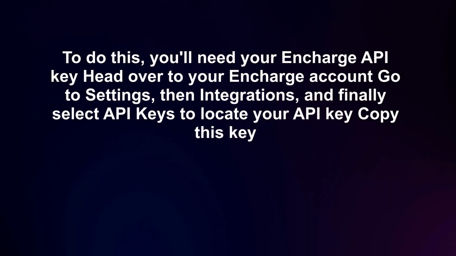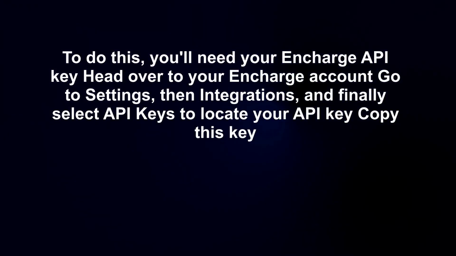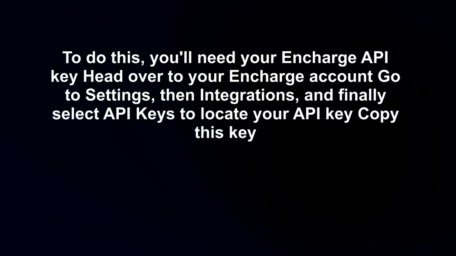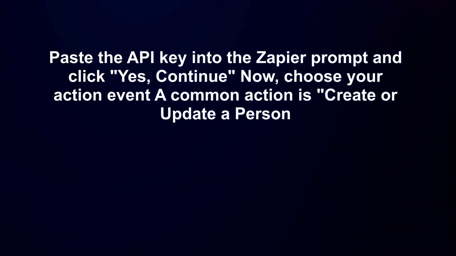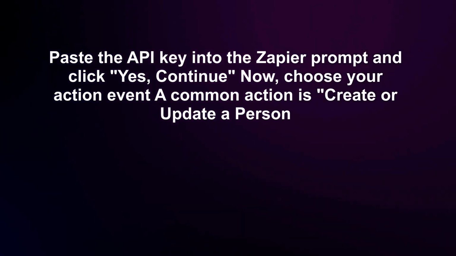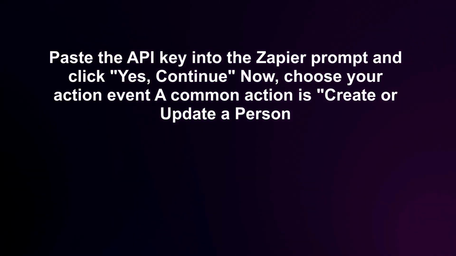Head over to your Encharge account, go to Settings, then Integrations, and finally select API Keys to locate your API key. Copy this key. Paste the API key into the Zapier prompt and click Yes, Continue. Now choose your action event. A common action is create or update a person.